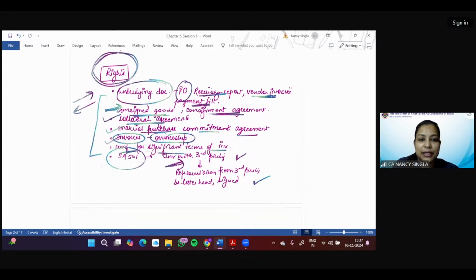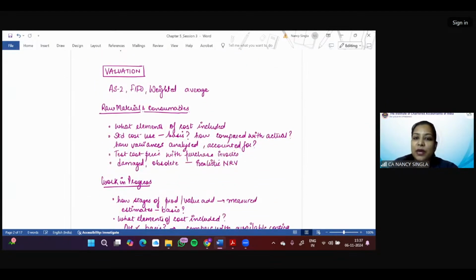And then the collateral agreements, material purchase agreement, and rights with invoices are a must. Simple, right? Then with respect to valuation, we all know that it should be as per AS 2. The company may follow FIFO or weighted average. Whatever is the reasonable method, the auditor will see whether it is reasonable or not. Now, in your module, students, we are on page number, let me just tell you the relevant page number.